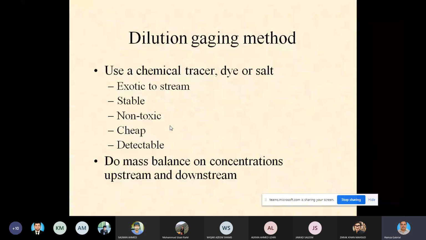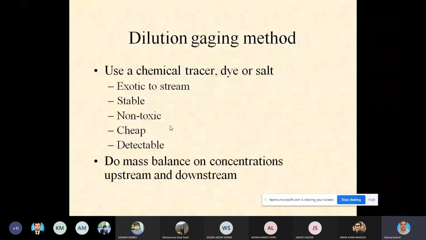If you are introducing salt like sodium chloride, you may not be able to see it, but you can find its concentration. So we can use a chemical tracer, dye or salt which is exotic, that is unknown to the stream. It should not already be present. If it is present, you should first measure the concentration already present in the stream. The tracer should be stable and non-toxic. It should not harm the aquatic life. It should be cheap, not very expensive.